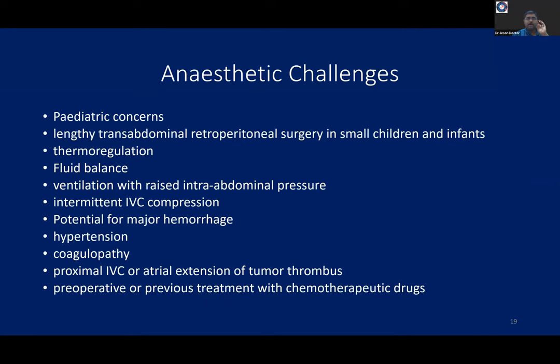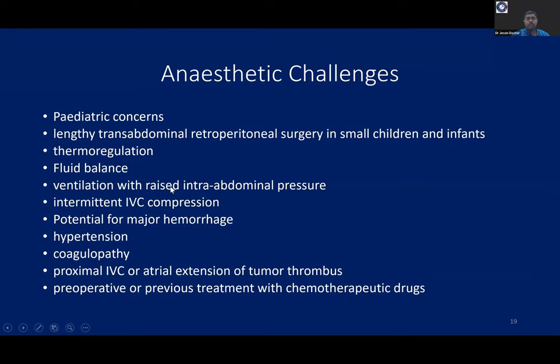So coming to the intraoperative management, the anaesthetic challenges for a child presenting with Wilm's tumors are that they can have various pediatric concerns in the form of all the physiological and anatomical differences in the pediatric population. They can have lengthy transabdominal and retroperitoneal surgery in small children and infants. So prolonged surgery, extensive resection, major blood loss, thermoregulation, the child can become hypothermic, fluid balance is challenging in children, and if they have a cavotomy, you can have IVC compression or IVC cross clamping.